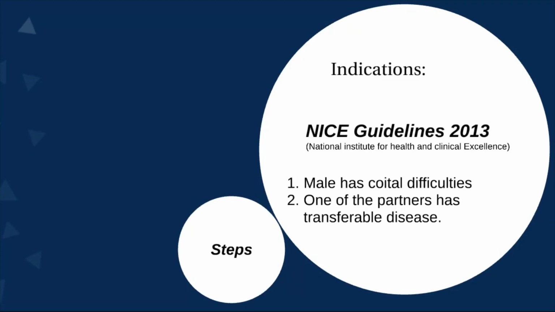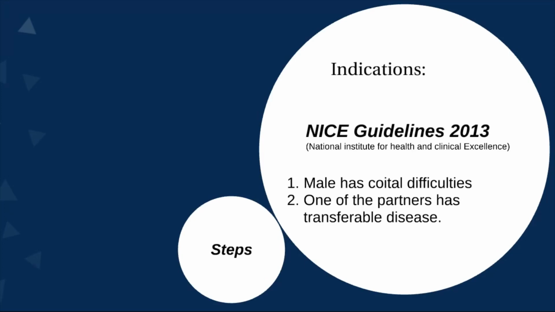The NICE guidelines, the National Institute for Health and Clinical Excellence, in 2013 laid down the conditions where IUI should be performed. The commonest is when the male has coital difficulties: the male has a normal semen count but is unable to have intercourse and cannot consummate the marriage. So IUI is performed there. The second is when one of the partners is suffering from a communicable disease like AIDS, or in some other conditions where intercourse is prohibited, so we can place the washed sperms into the uterus to get pregnancy.